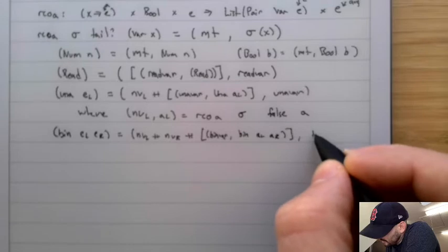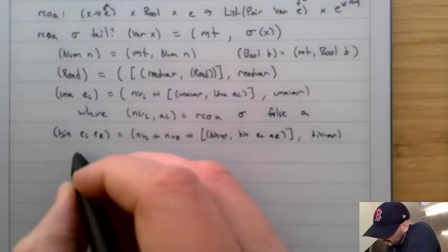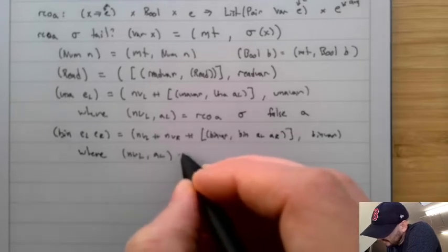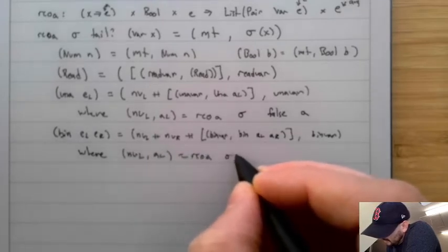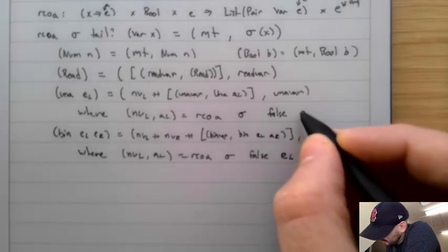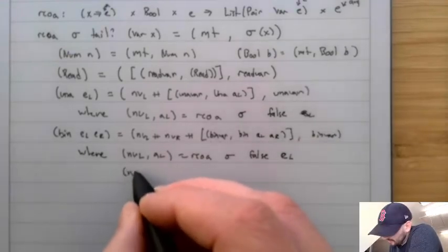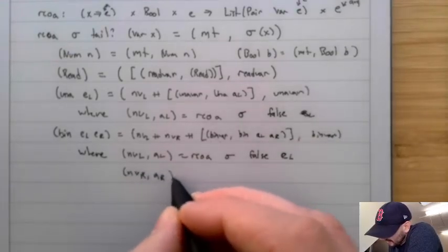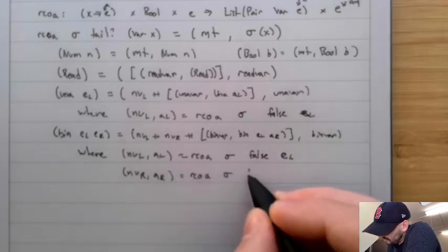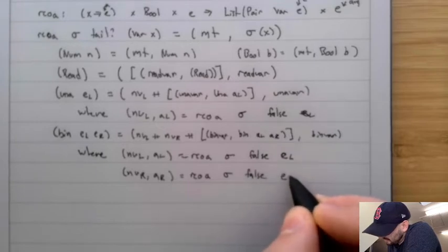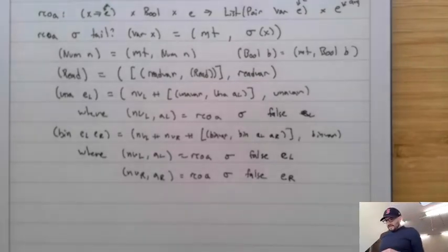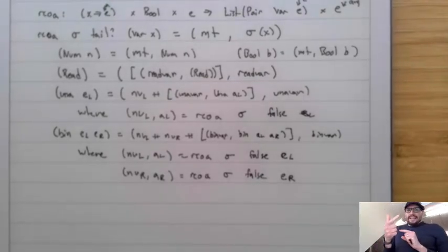And then we're going to return the new binary variable, where the new variables for the left and the argument for the left equals RCOA of row, false, and the expression on the left. And then the new variables on the right and the argument on the right equals RCOA of row with false and the expression on the right. Okay, so all we need left are lets and ifs and we'll be done.